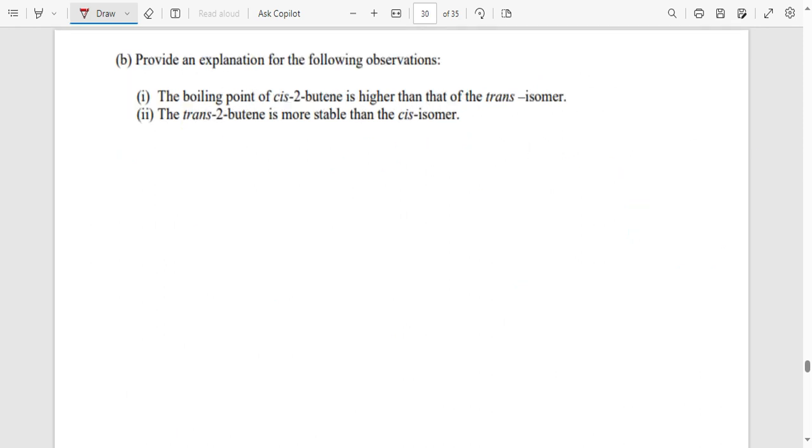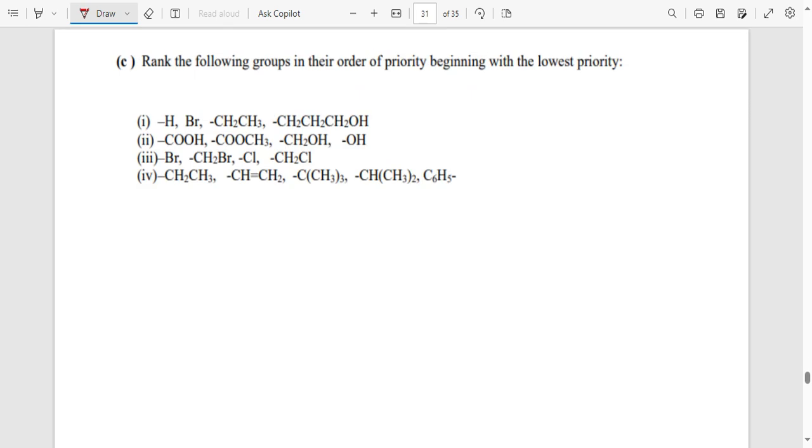And then you can also try out this question. Provide an explanation for the following observations. The boiling point of cis-2-butene is higher than that of trans-2-butene. Why? Trans-2-butene is more stable than cis-2-butene. Why? Remember we talked about the trans being more stable than the cis. I already mentioned the reason there.